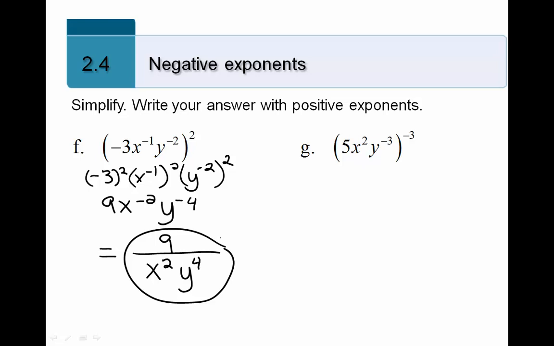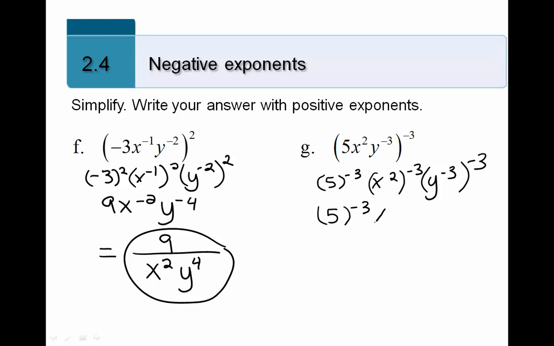G, everything within the parentheses is being raised to the negative 3rd. So we have a 5 raised to the negative 3rd. Just wait a second to simplify that. We have x squared raised to the negative third, and we have y to the negative third raised to the negative third. So that's a 5 raised to the negative third. X to the 2 times negative 3 is negative 6, and y to the negative 3 times negative 3 makes it a positive 9. Look at your exponents.